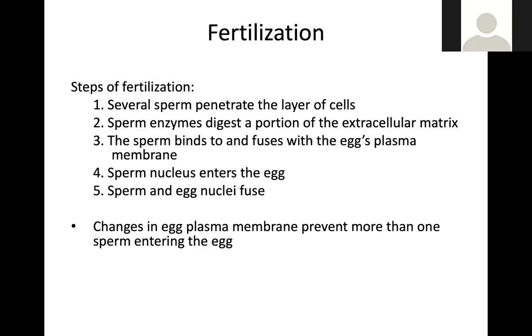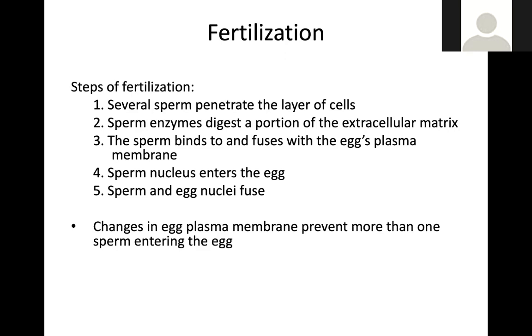Changes in the egg plasma membrane prevent more than one sperm from entering the egg. So that's what I was talking about a little bit, is where the egg has this system in which it can recognize, to a certain extent, when a sperm has deposited the genetic information, so that it can block off the rest of the outside of the egg, so that not billions of sperm are trying to fertilize this one egg, okay?